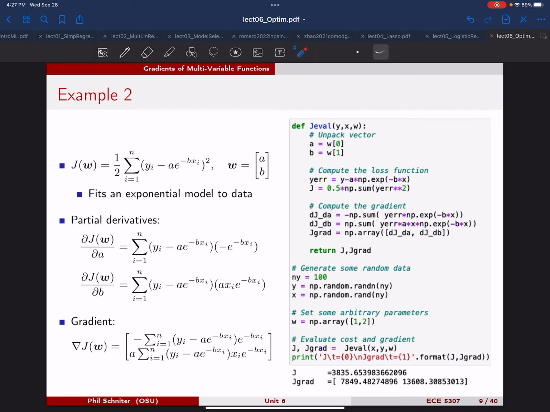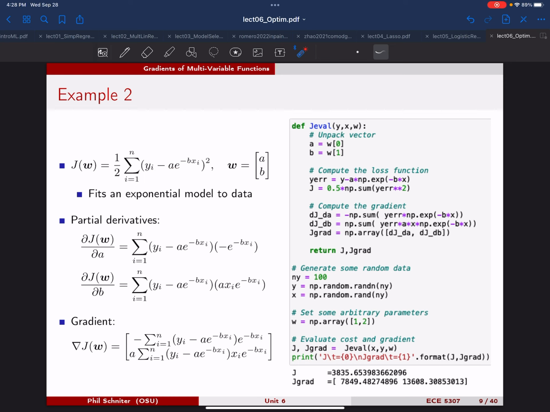The first thing we do is unpack that vector into the A's and the B's, and this is really just so the code is a little more readable. Then, again, we're going to compute both J and its gradient. To compute J, we first compute what's inside this quadratic, because that is something we might use over and over. Let's call this y error, the error between y and our prediction.